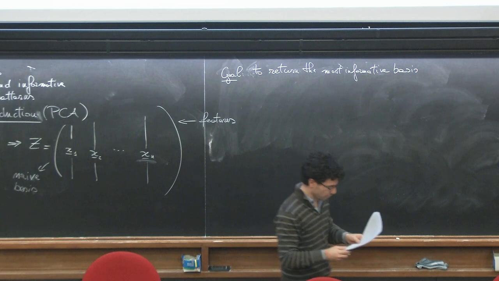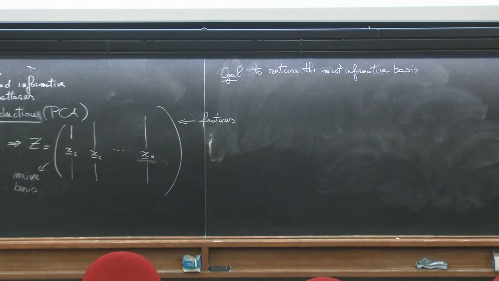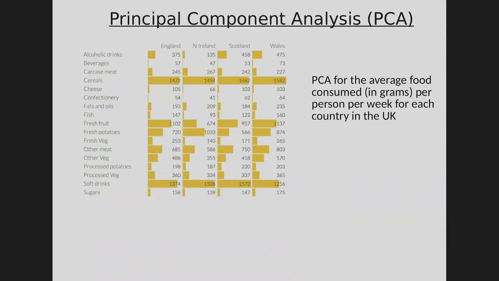So how does it work? Well, let's see first maybe an example. This is a nice example because it's very much related to Northern Ireland. You can see that here there are, let's say, four individuals, the four nations of the UK. One nation is England, one is Wales, Scotland, and the other one is Northern Ireland. And you have the average food consumption per person per week in each of these four nations, divided in various categories of food. First alcoholic drink, then beverages, etc. You see this data, and you have to start wondering, what's the difference between here and there? What's the difference between Northern Ireland and England or whatever?